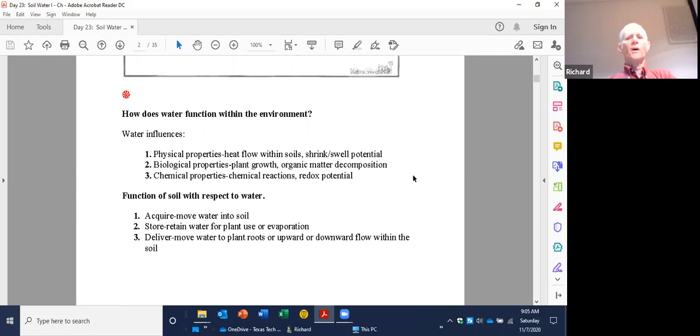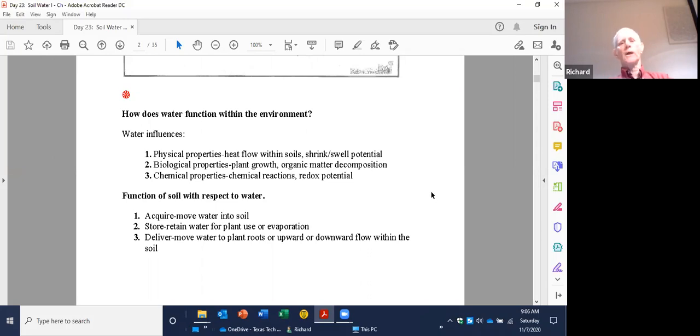How does water function within the environment? Water influences the physical, biological, and chemical properties. When I talk about physical properties, I mean heat flow within the soil and shrink-swell potential. When the soil gets wet, it expands. When it gets dry, it shrinks.